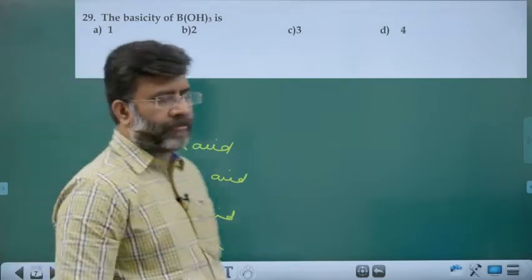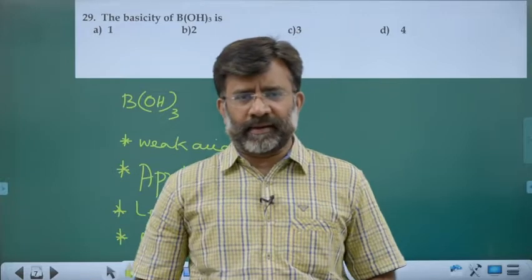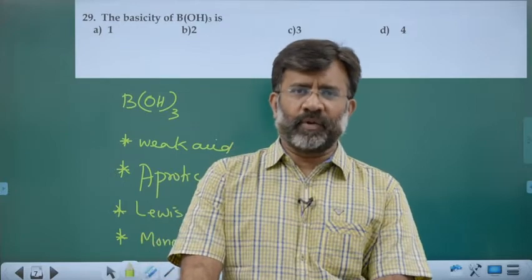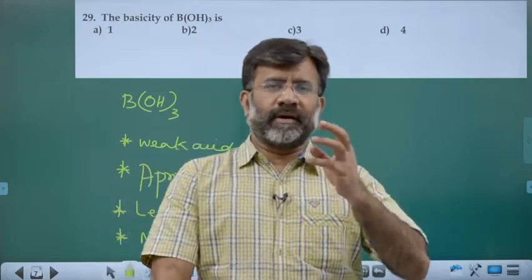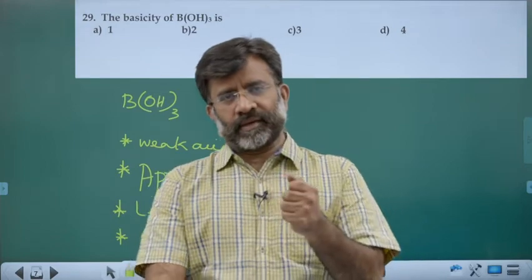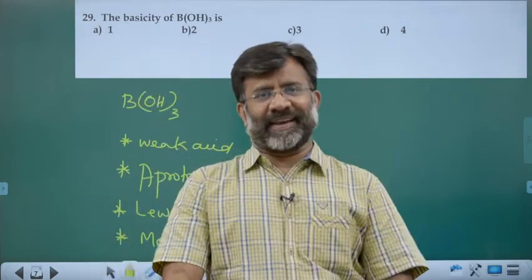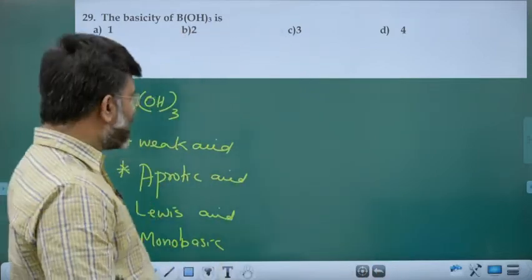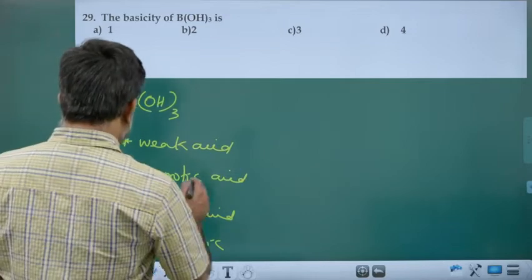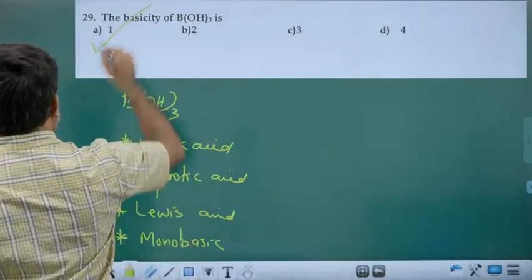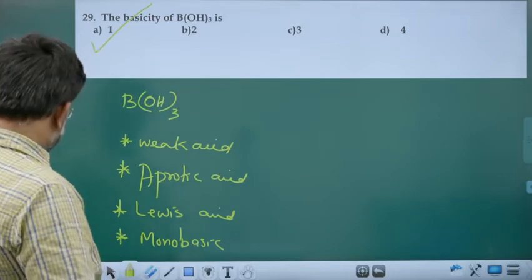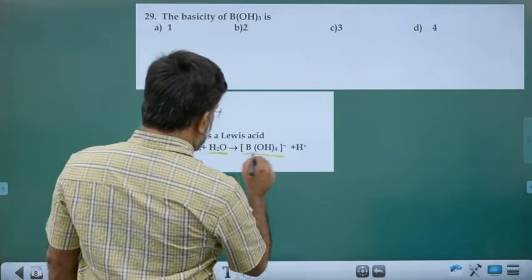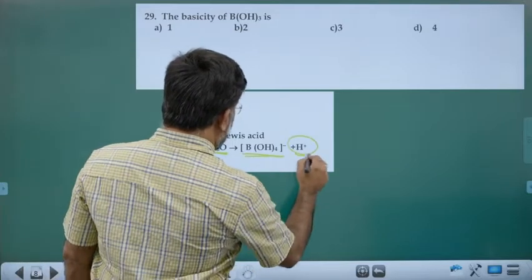Monobasic acid. And being a weak acid, the reaction is reversible and finding the titration point is very tough, as I told. How can we determine the titration point clearly? How can we make a weak Lewis acid act as a strong acid? That is what I told you to go through as self-study. Okay. And the answer is monobasic acid, option A. It will accept an OH minus from water and become B(OH)4 minus, and you will get H plus.